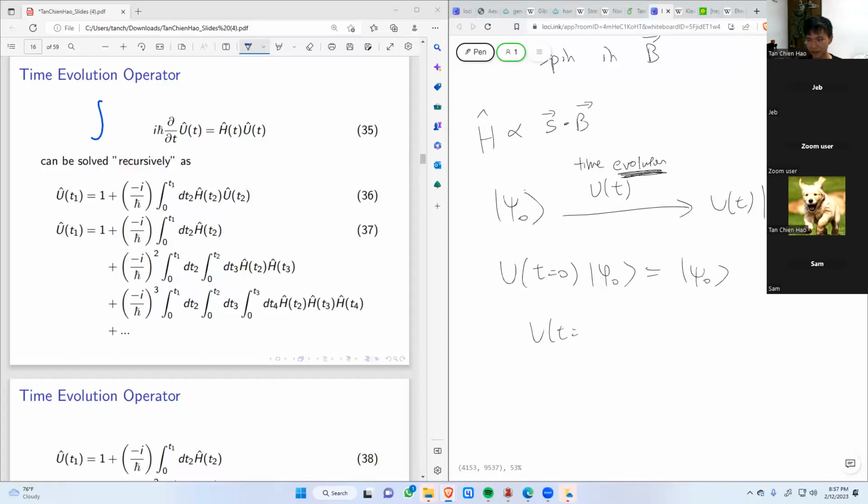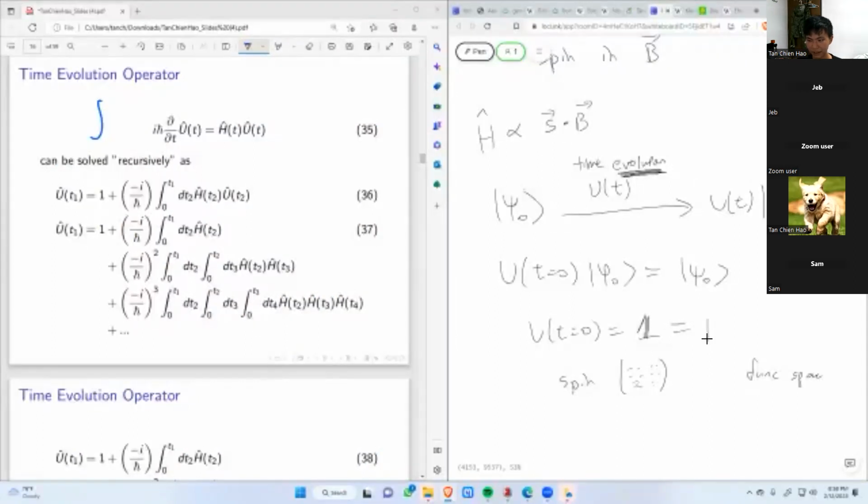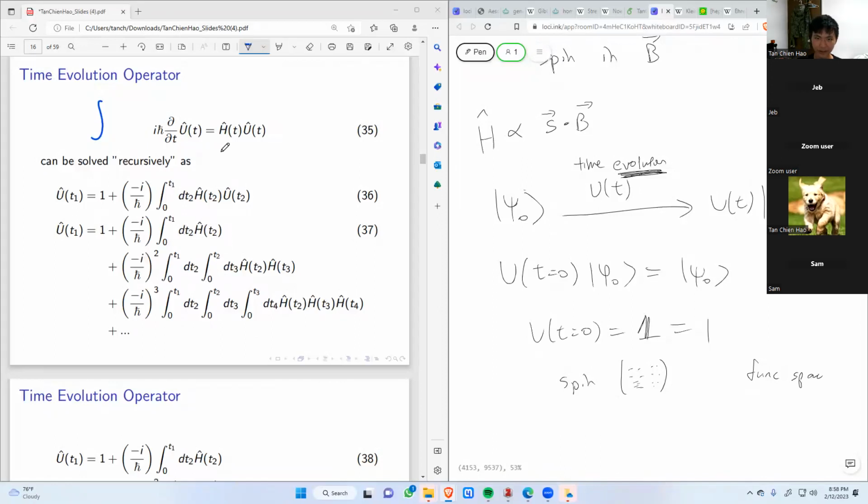So essentially U at t equals 0 must be the identity operator, which we sometimes write as 1 as well. Whether it's the identity or 1 depends on which kind of quantum system we're working in. If the quantum system involves a matrix, for example spin, then it'll be an identity matrix. If it's a function space, then we can write it as 1. In other cases, it's basically the identity of whatever Hilbert space we're working in.